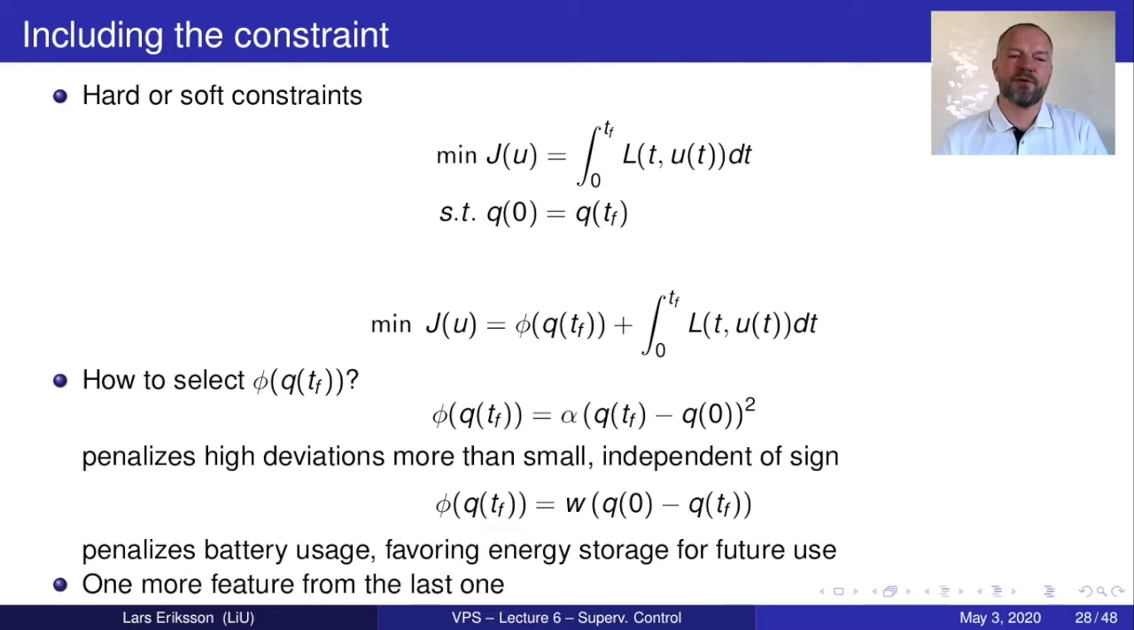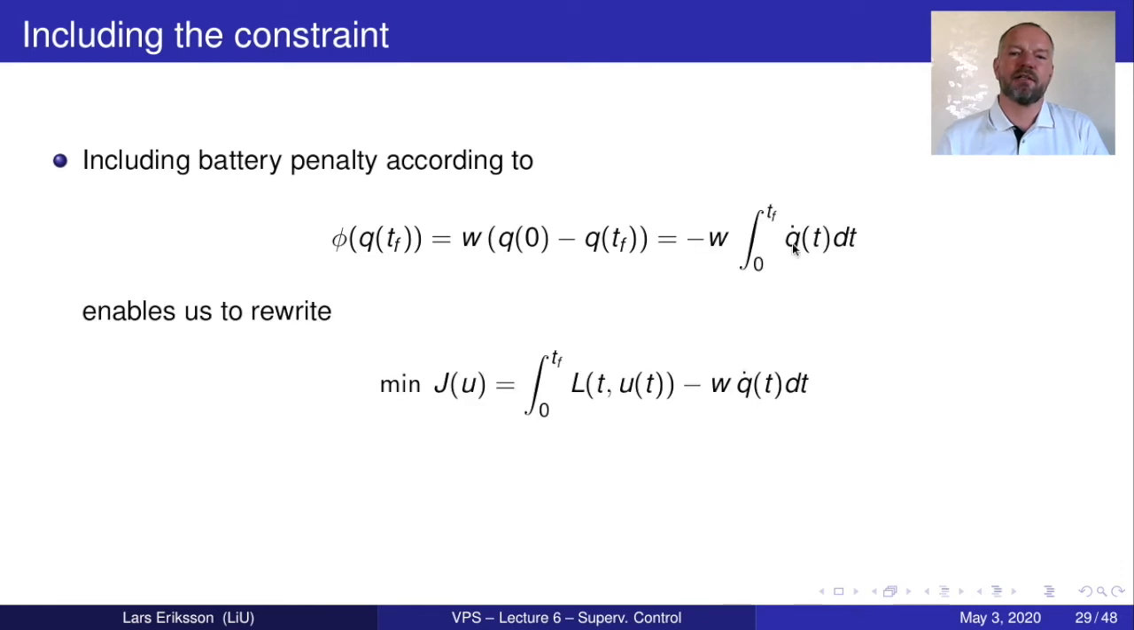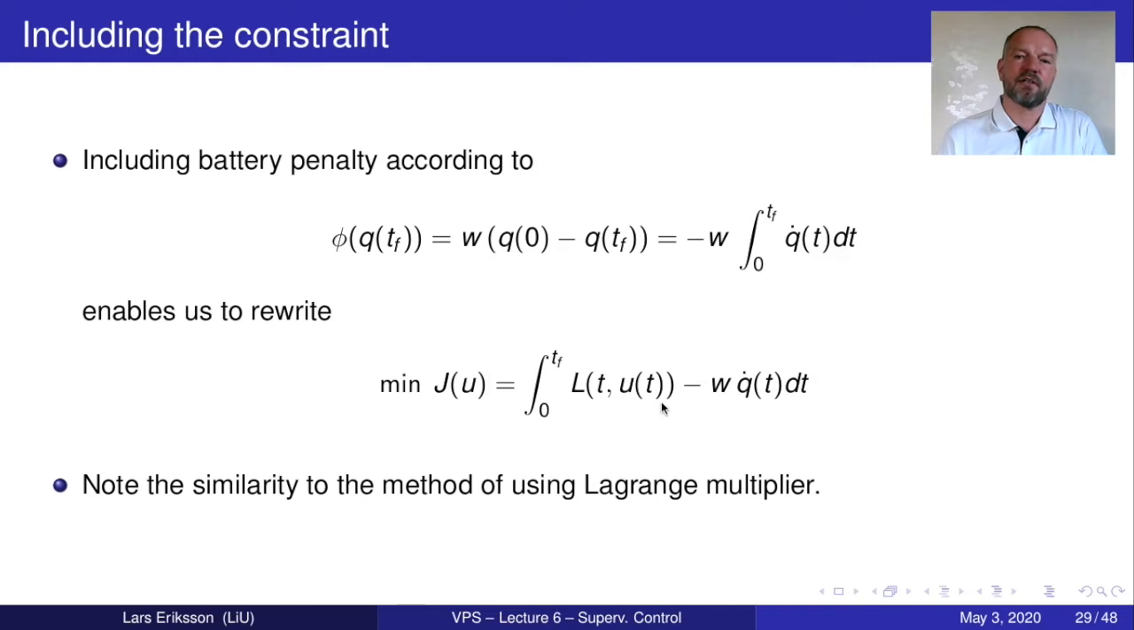One more feature from the last one is that if we write it like this, we can actually rewrite it so that the weight times this Q becomes the same. It's just the integral of that one. And then we can rewrite the total cost function like this. And you see here we have the original cost function minus a variable times the Q. We have our original cost, and then we have a weighting factor times the constraint, and it was an equality constraint, so we can interpret this as a Lagrangian multiplier in the regular optimization framework, and that will come handy later.